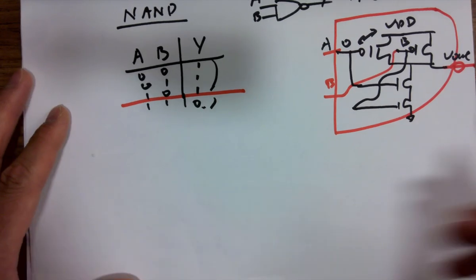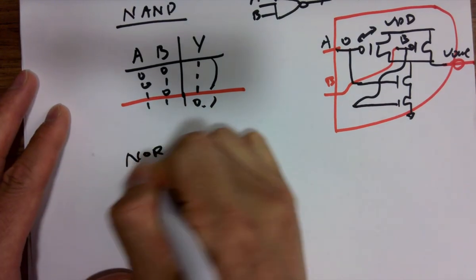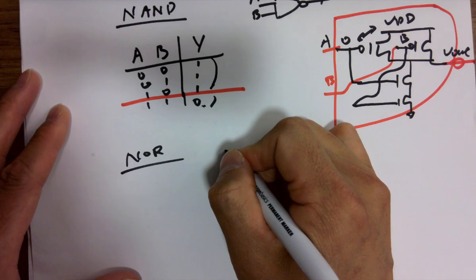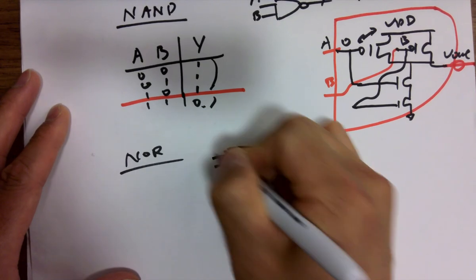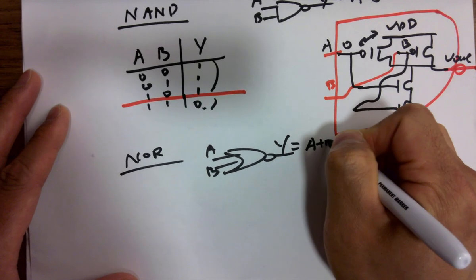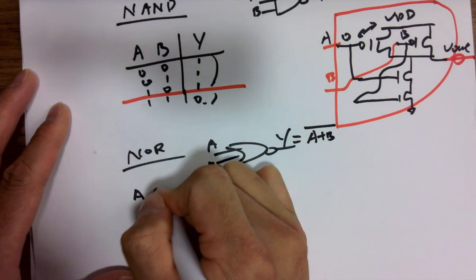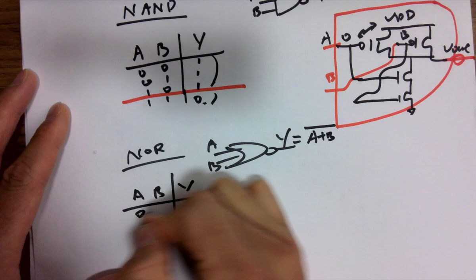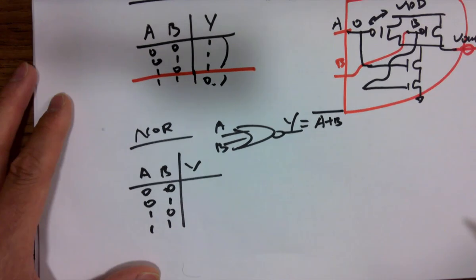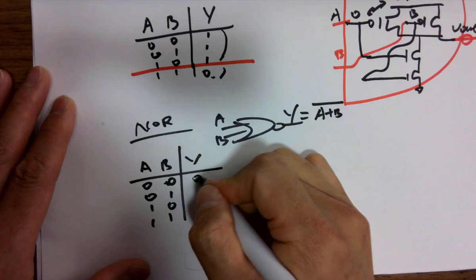No? What about NOR? So let's start with the logic first. So NOR is giving you this, right? A, B, Y equals A or B, not. A, B, Y: 0 0, 0 1, 1 0, 1 1. Done.